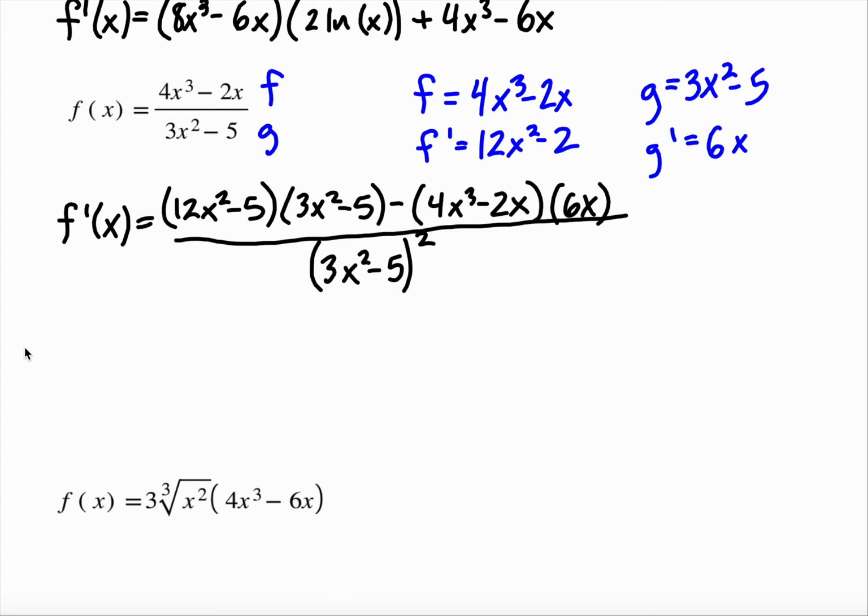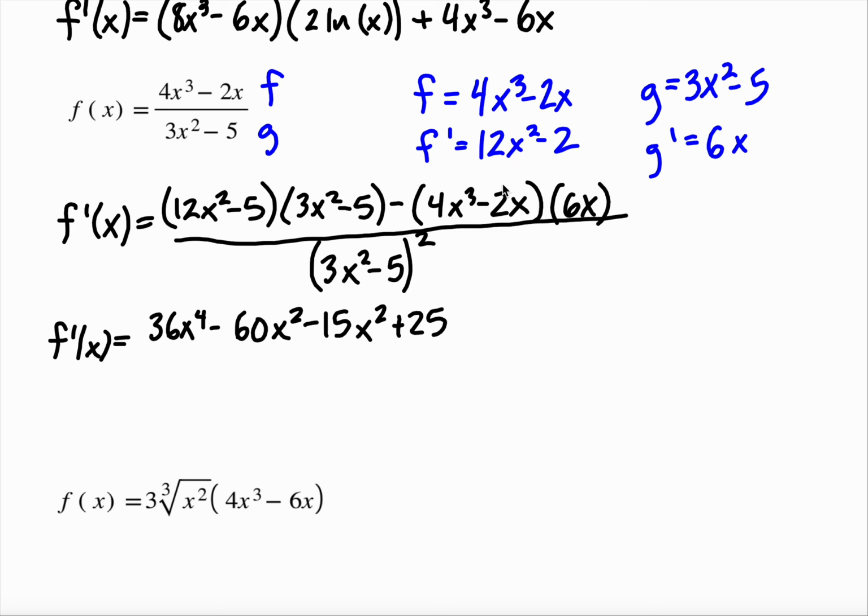Okay, well, now we've got to do some simplifying. All right, so let's go ahead and do that. We're going to write this all out. And really, all we've got to do is the numerator, because this you can leave as it is. So I'm going to have 12x squared times 3x squared is going to give me 36x to the 4th. Negative 5 times 12x squared is going to be negative 60x squared, minus 15x squared plus 25.